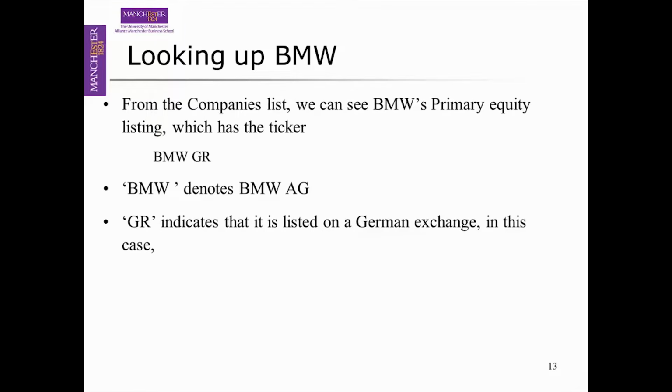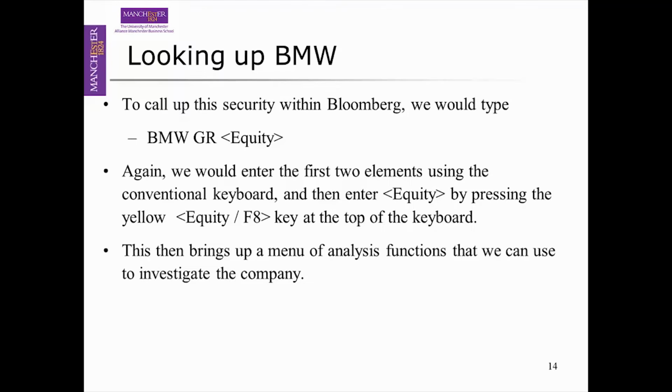From the companies list, we can see that BMW's primary equity has the listing BMW GR. BMW denotes BMW AG, the company, and GR indicates that it is listed on a German exchange, in this case. To call up this security within Bloomberg, we would type BMW GR, then equity, using the equity F8 key at the top of the keyboard.